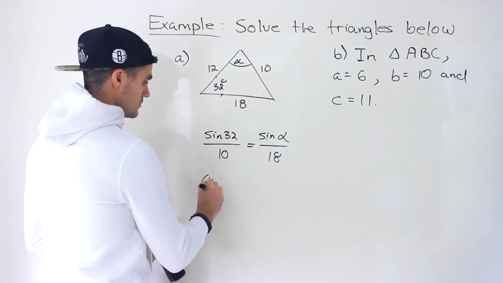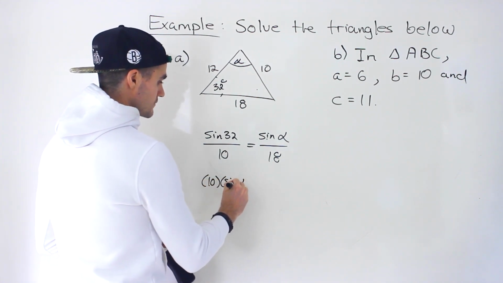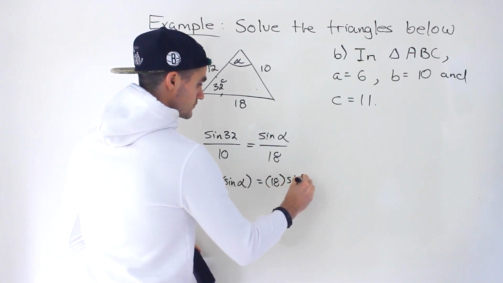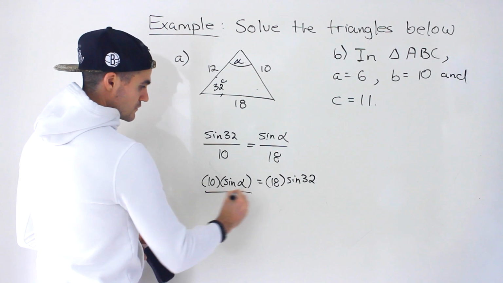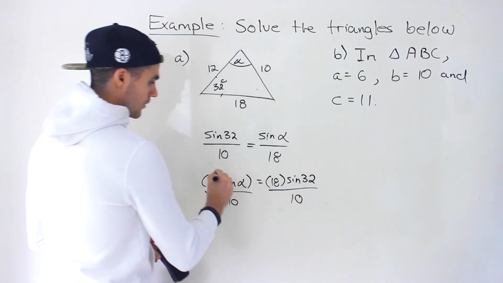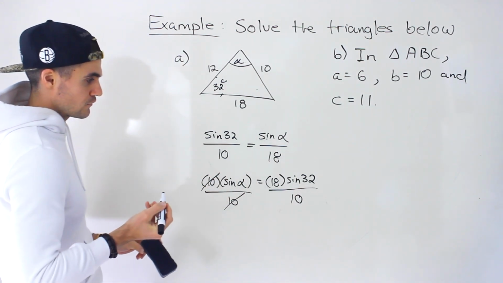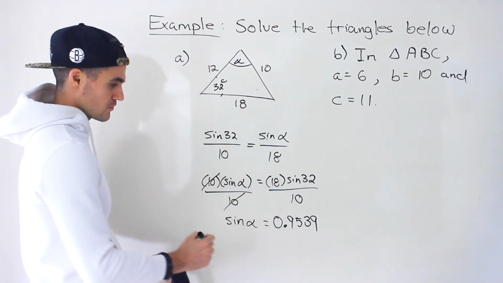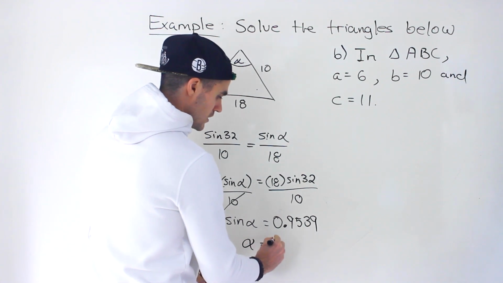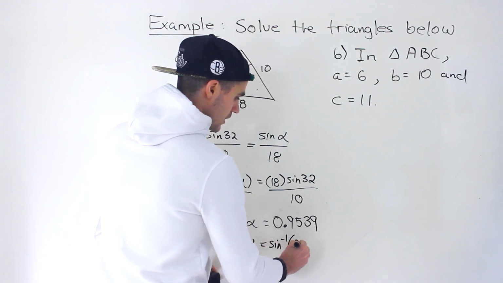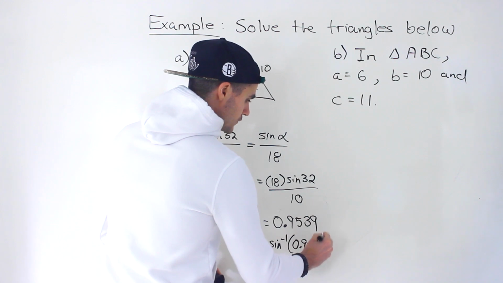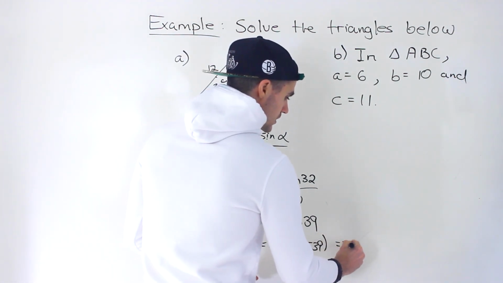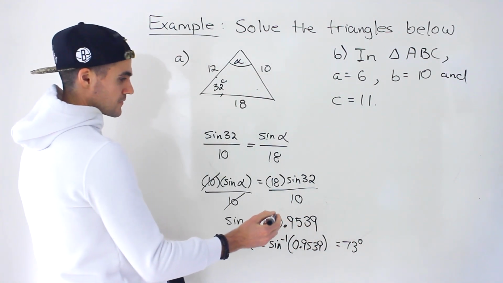So what do we do? Cross multiply. So we'll have 10 times sine alpha equals 18 times sine of 32. And then we can what? Divide both sides by 10 in order to get that sine of alpha on its own. And when you do that calculation, you'd end up with 0.9539. And then to get the alpha on its own, you would basically do sine inverse of this ratio. And if you did that, you'd get approximately 72.5 degrees. I'm going to round it to the nearest degree. So that's just going to be 73 degrees.